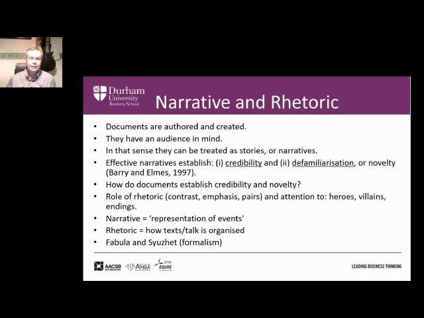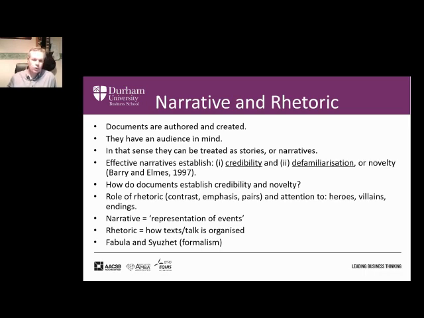Another way of saying this is there aren't any factual documents from this perspective. All documents are created and authored. They don't just represent the truth, they always are a kind of story, a kind of way of presenting the truth.